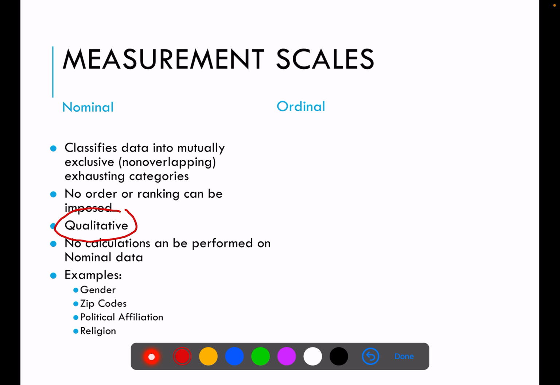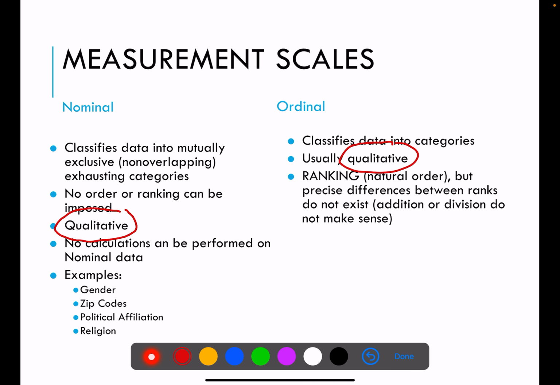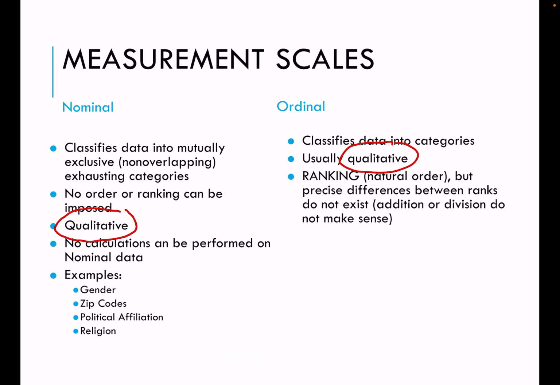On the other hand, ordinal data can classify data into categories, and it's also usually qualitative, but a ranking or natural order can be imposed, but precise differences between ranks do not exist. Addition or division do not make sense on those data.